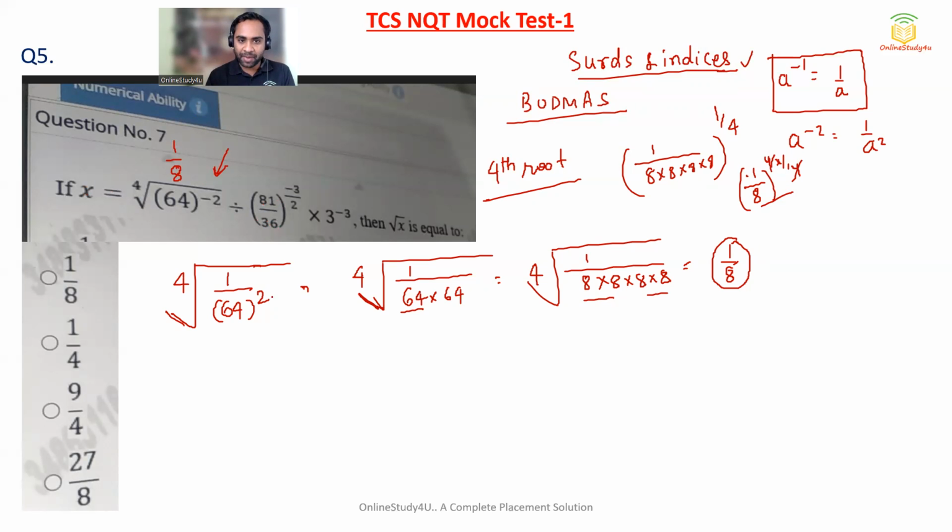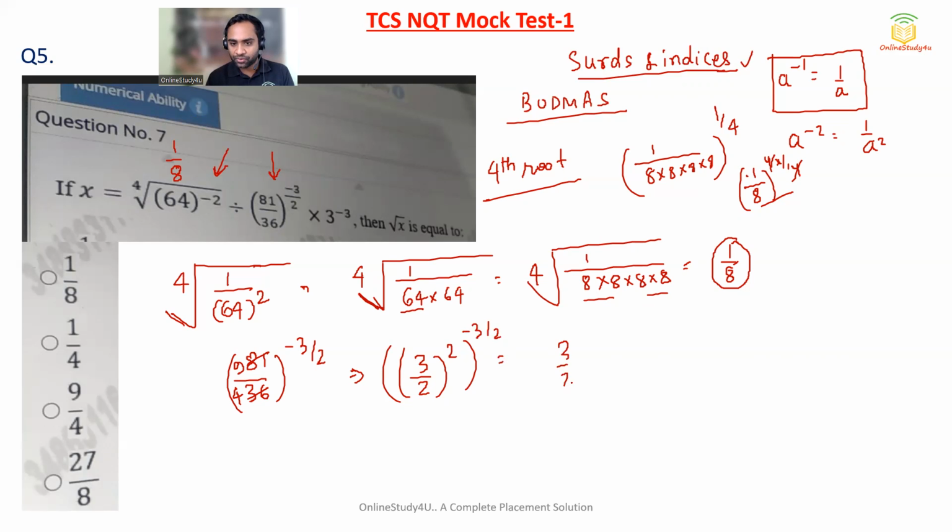Now, divided by 81 divided by 36 to the power minus 3 by 2. So division we will keep. Now we will try to solve this. So 9 by 4, 9 by 4 I can write 3 by 2 square, and to the power minus 3 by 2. So this 2 and 2 will get cancelled and it will be minus 3. Now I can also write like this, 3 by 2 cube to the power minus 1. So this will become 27 by 8.